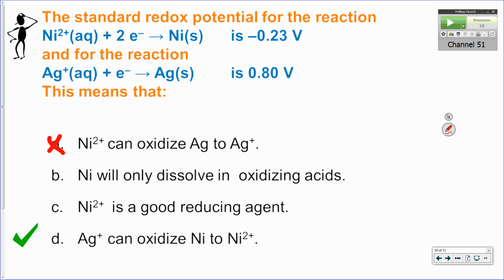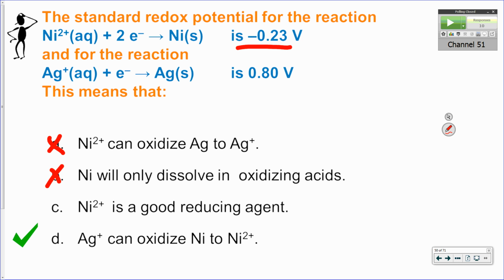Nickel will only dissolve in oxidizing agents. It's going to dissolve best. Well, we just don't know anything about its solubility, so that's just a distractor thrown in there. So nickel 2 plus is a good reducing agent. It simply can work as a reducing agent, causing something else to be reduced, but it's barely below zero. Anything below zero is good with respect to SHE. It just depends on what it's coupled to. Usually something that's going to be a good reducing agent is going to have a value of less than negative 2. That's what we consider to be good.